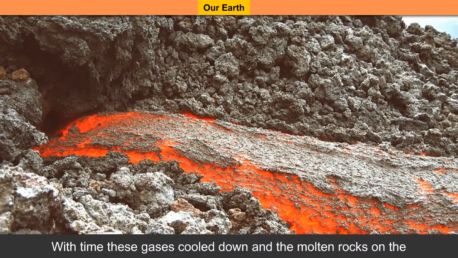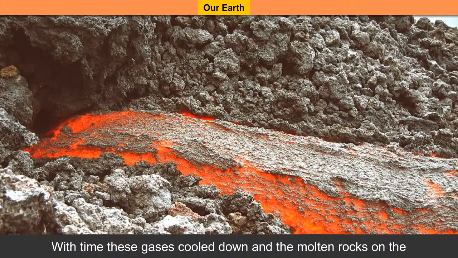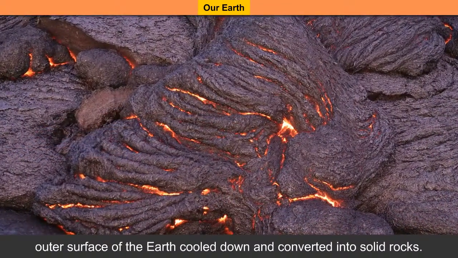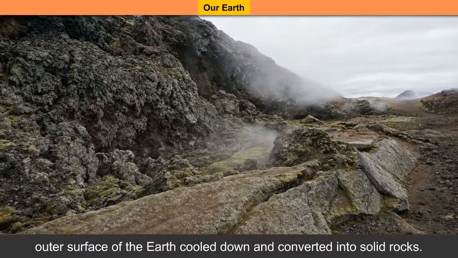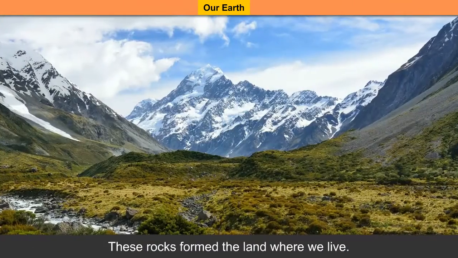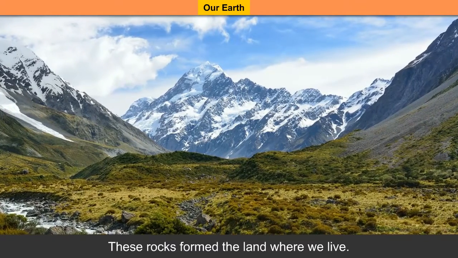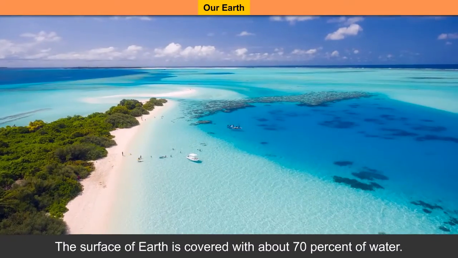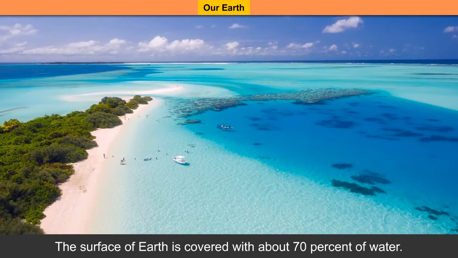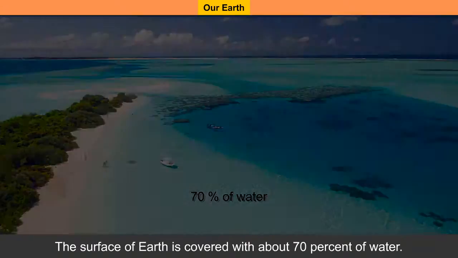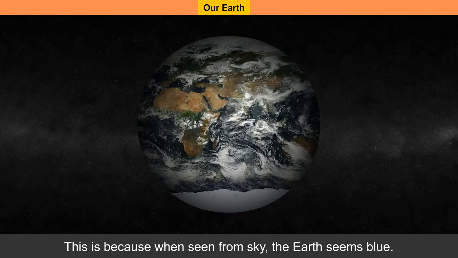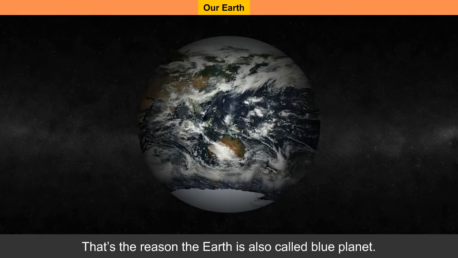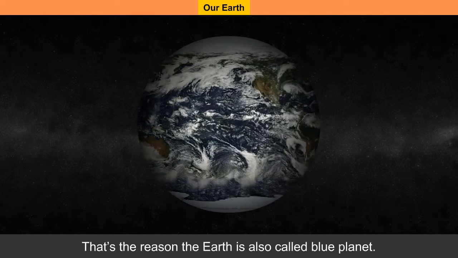With time, these gases cooled down and the molten rocks on the outer surface of the Earth cooled down and converted into solid rocks. These rocks formed the land where we live. The surface of Earth is covered with about 70% of water. This is because when we see from the sky, the Earth seems blue. That's the reason the Earth is also called the blue planet.